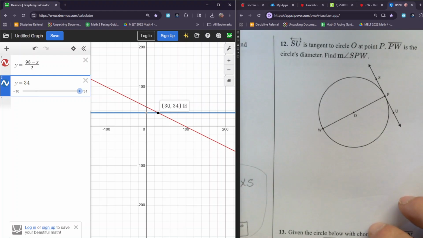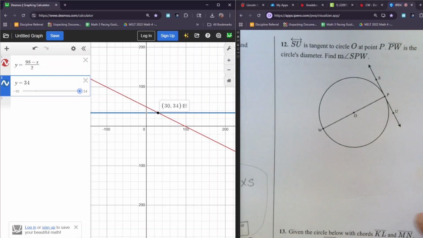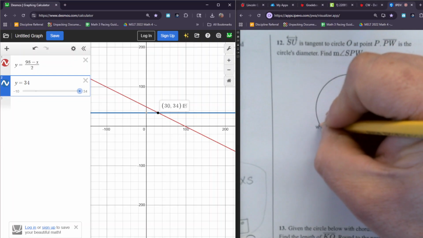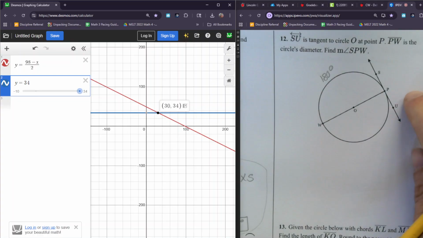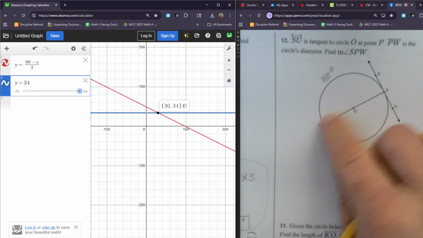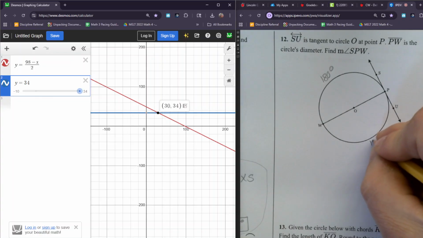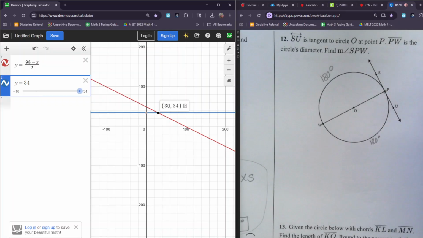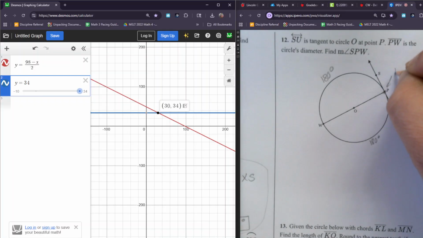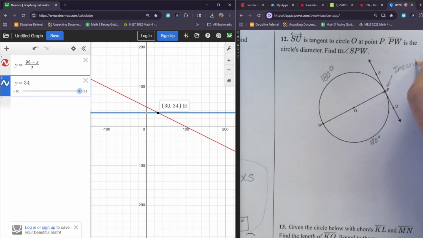All right. SU is tangent to circle O at point P. PW is a circle's diameter. Okay. Find the measure of SPW. So what that means is if you've got a diameter here, that means that this arc is 180, because remember a diameter makes 2 semicircles. This is 180. This is 180. Okay, and it is tangent. So notice where your vertex is. It's inscribed. It's on the circumference.